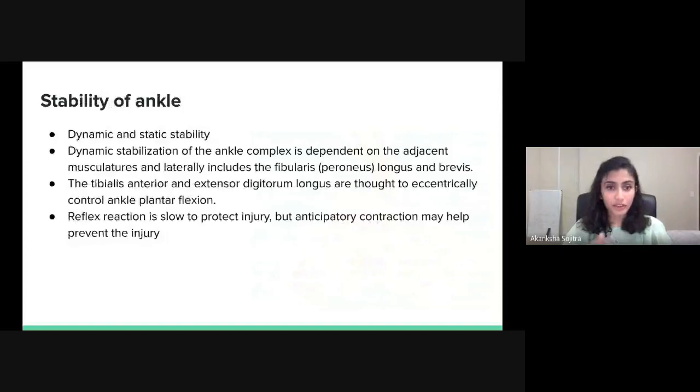Now, stability of the ankle. As we went over, the ankle is stable because of all these ligaments, and we have dynamic stabilization, which is also dependent on muscles. Laterally, you see the fibularis longus and brevis, that's your peroneus longus and brevis. And you see tibialis anterior and extensor digitorum longus, which act eccentrically to control plantar flexion. Reflex reaction is slow to protect the injury, but your anticipatory reaction will help in preventing injury to your ankle.